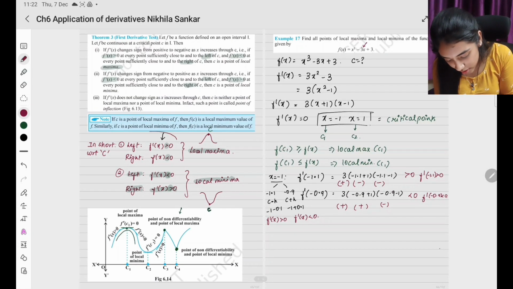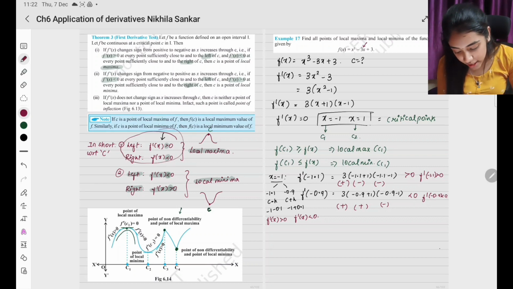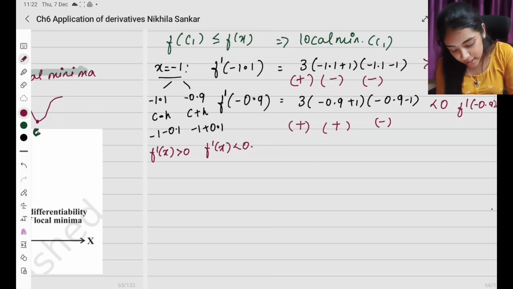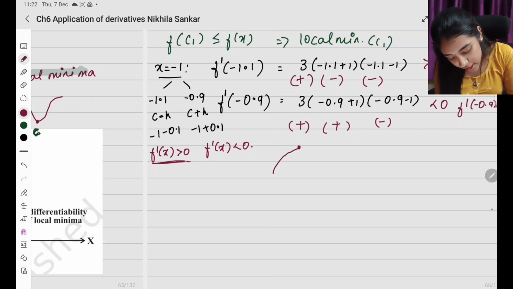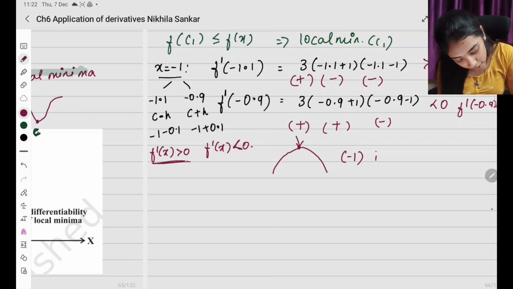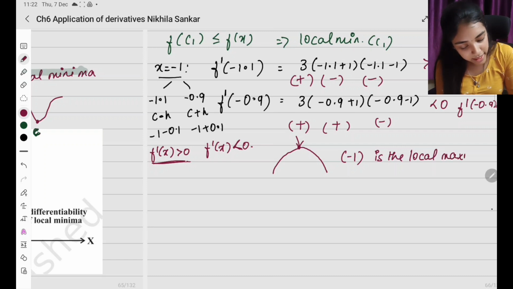When you check here, this is going to be local maxima. Left hand side it is greater than 0, right hand side it's less than 0. If there is a doubt about how you can see it at the point: on the left hand side it's greater than 0, so it is increasing. On the right hand side it's less than 0, so it is decreasing. So we are talking about the point of local maxima. So minus 1 is the local maxima.